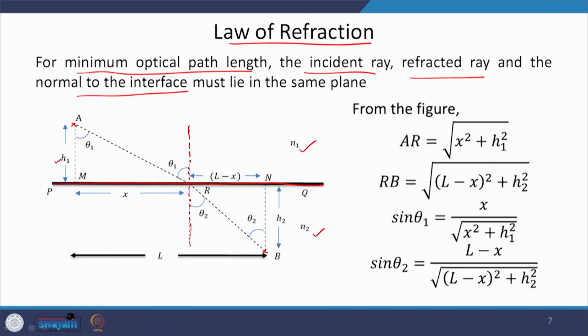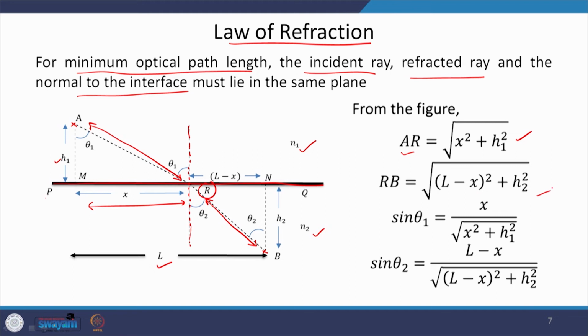Okay. Now, here we assume that the ray starting from point A falls at point R on interface PQ, and this point R is x distance away from line AM, and the horizontal separation between point A and point B is capital L. Under this situation, let us calculate what AR is. AR is this distance. AR would be equal to square root of x square plus h1 square. Similarly, we can calculate BR, which is this distance. BR would be square root of L minus x whole square plus h2 square.